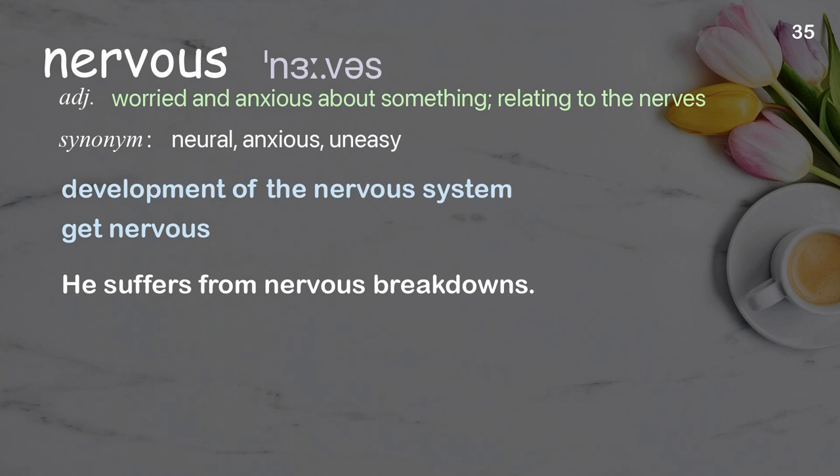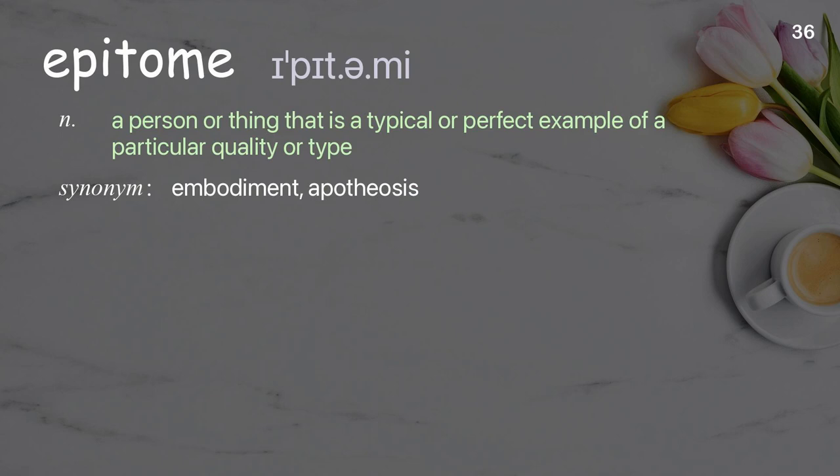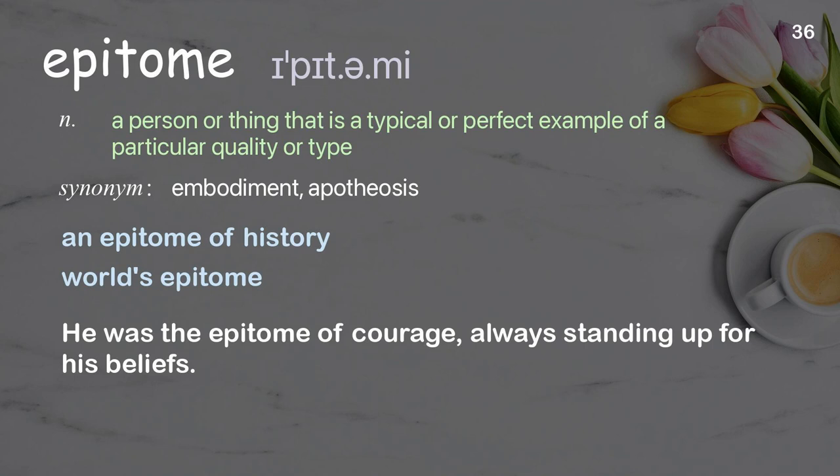Epitome. A person or thing that is a typical or perfect example of a particular quality or type. Examples: an epitome of history, world's epitome. He was the epitome of courage, always standing up for his beliefs.